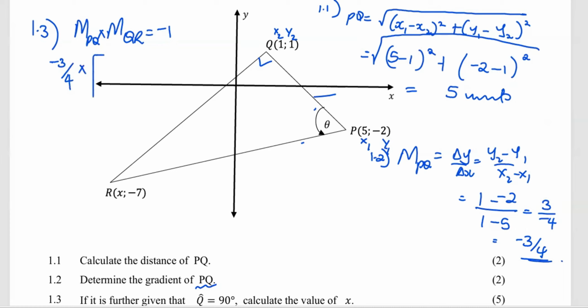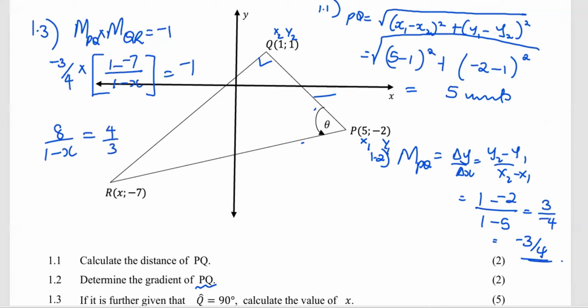Now, I'm multiplying it by the gradient of QR. So I have to do y2, y1 next, and all of that. So it's going to be 1 minus 7 over 1 minus x. This should give us a negative 1. Then we can divide both sides by this negative 3 over 4, meaning that we're going to have 8 over 1 minus x. Should give us just a 4 over 3.